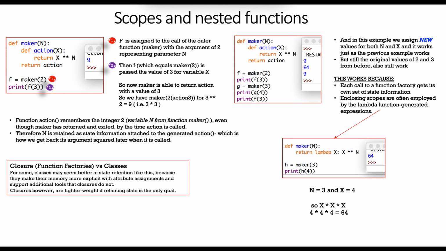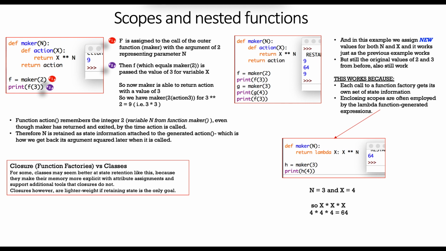All right, and we'll finish up this module with just a bit more on nested functions. So here we have a nested function called action inside a function called maker. So F is assigned to the call of the outer function maker with an argument of 2. That's representing parameter n. So 2 represents n. Then F, which equals maker(2), is passed the value of 3 for the variable x. So now maker is able to return action with a value of 3. So we have maker(2) action(3) for 3 to the power of 2, which brings back the value 9.